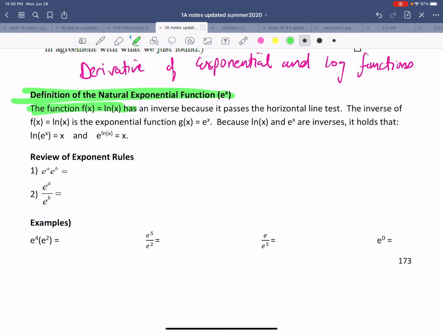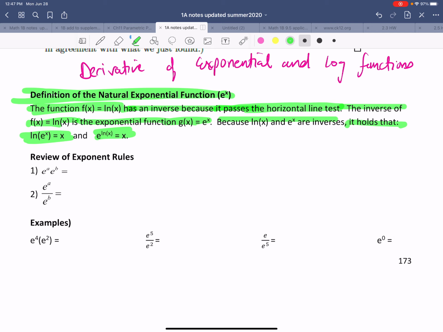The function f of x equals natural log of x has an inverse because it passes the horizontal line test. The inverse of natural log of x is e to the power x. Because these are inverses, it holds that natural log of e to the power x is equal to x, or e to the power natural log of x is equal to x.